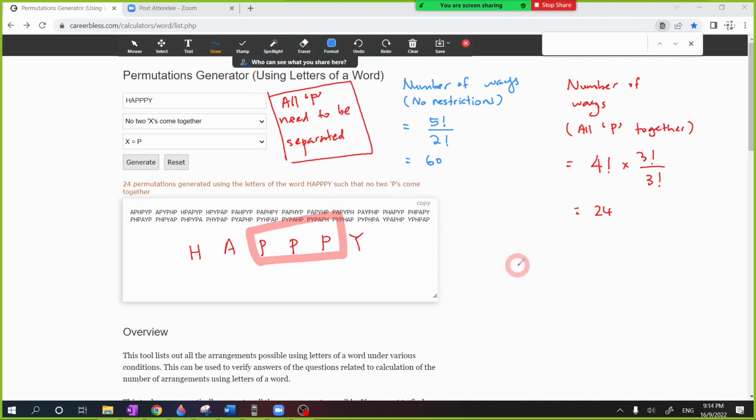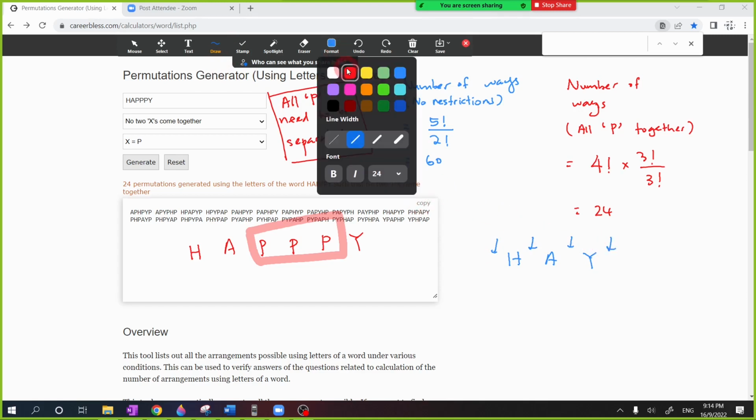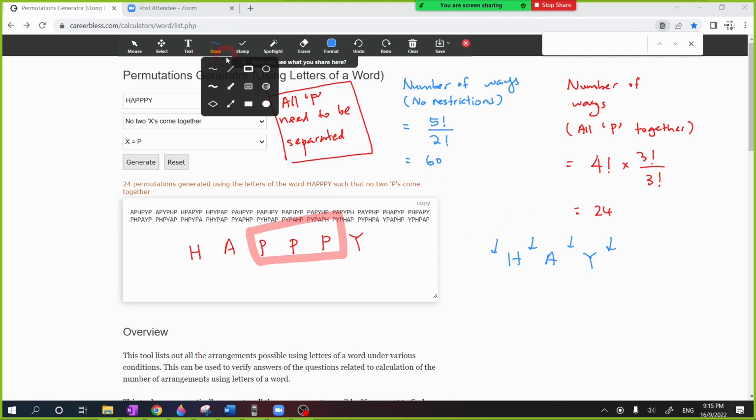First we can write H-A-Y. Since the P need to be separated, we can place them here, here, here, or here. So we have 4 places, and we only choose 3 of them. Number of ways: 4P3. Why 4P3? Because we have 4 places here, but we only want 3 of them. The P might be filling here, here, or here, and so on.